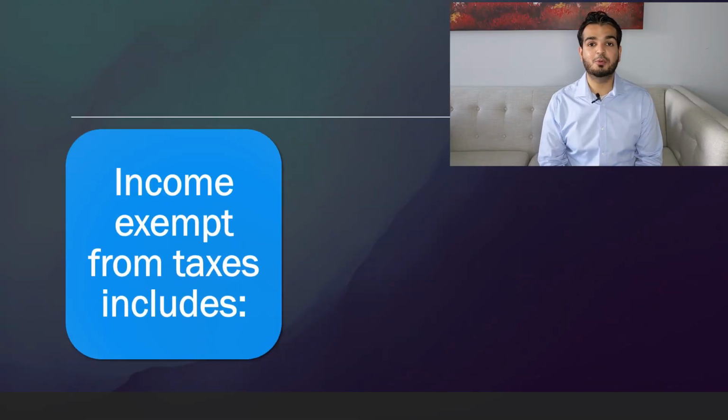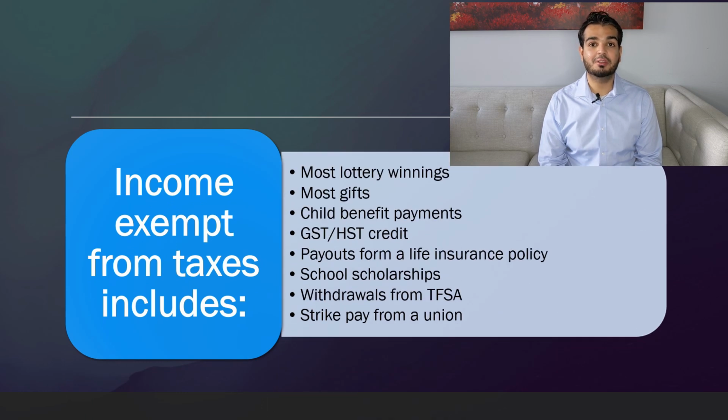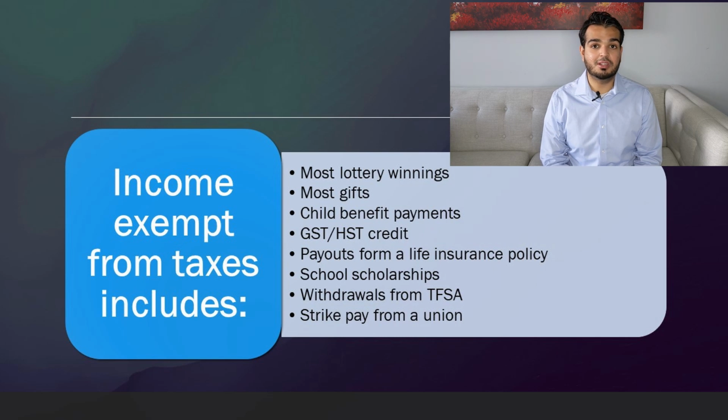are tax exempt. Income exempt from taxes includes most lottery winnings, most gifts, child benefit payments, the GST, HST credit, payouts from a life insurance policy, scholarships from school, withdrawals from a TFSA, and strike pay from a union.